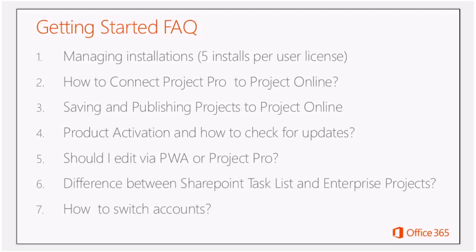Yeah, and that ties in very well with the next question. So what's the difference between a SharePoint task list and an enterprise project? Because if you go into the PWA UI, you have the option, I want to create a new project. You're prompted by default with either an enterprise project or a SharePoint task list. Now, early on in the demo, when Brian was creating his project and saving it out to the server, it was actually creating it as an enterprise project by default in the portion where he was connecting to Project Online.